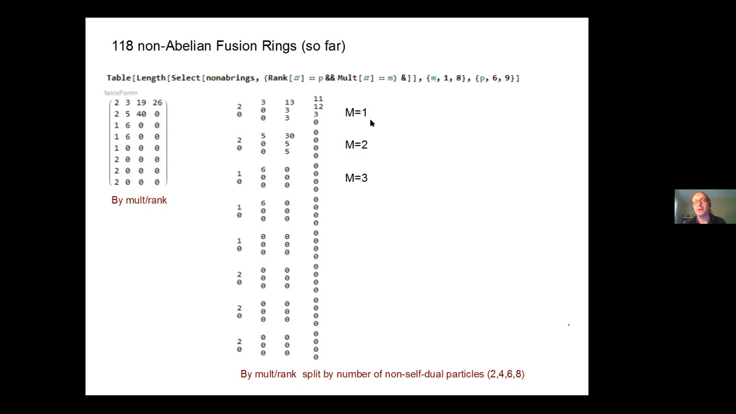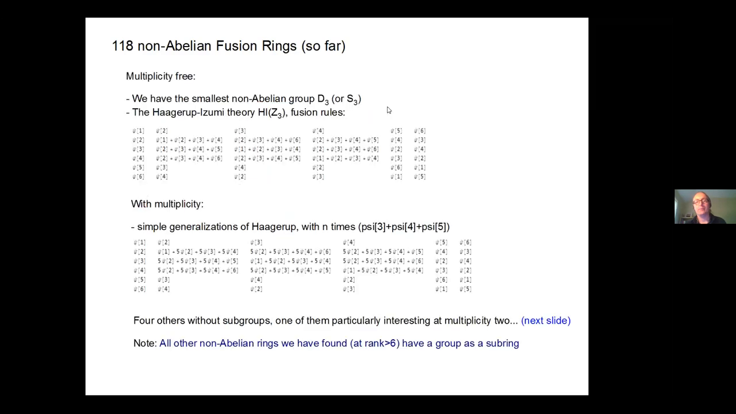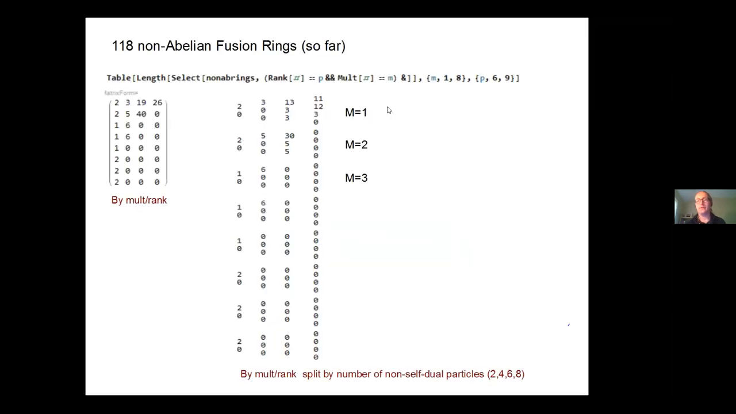You can also split them out again by how many non-self-dual particles there are. So you see that this can only occur if there are non-self-dual particles. If they're purely self-dual particles, our theories are automatically commutative also.